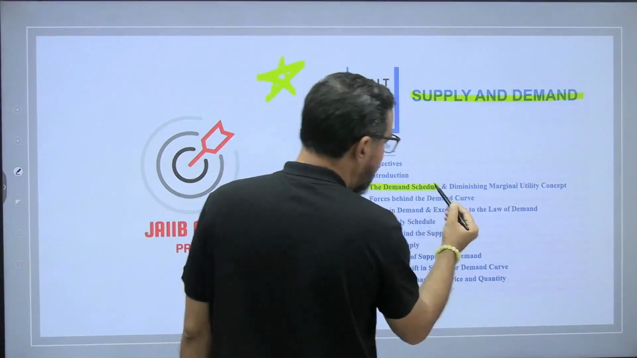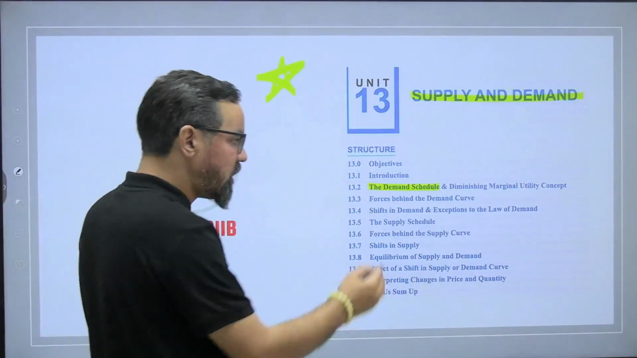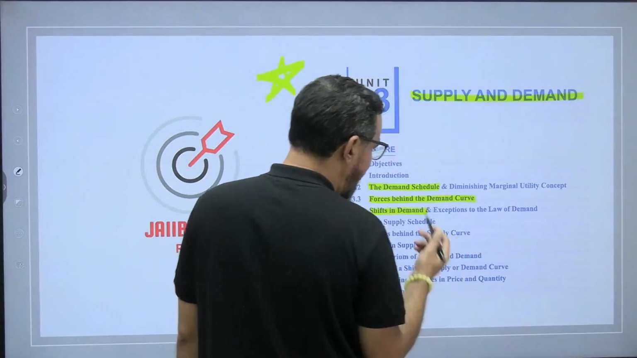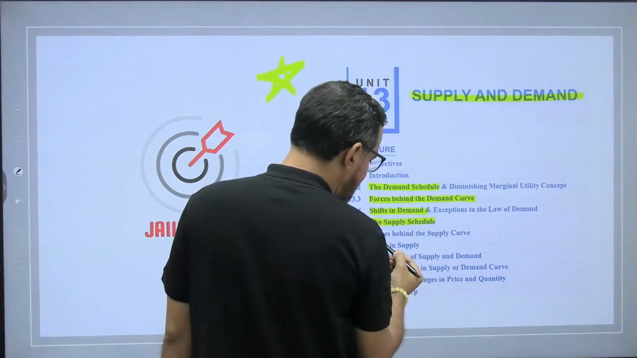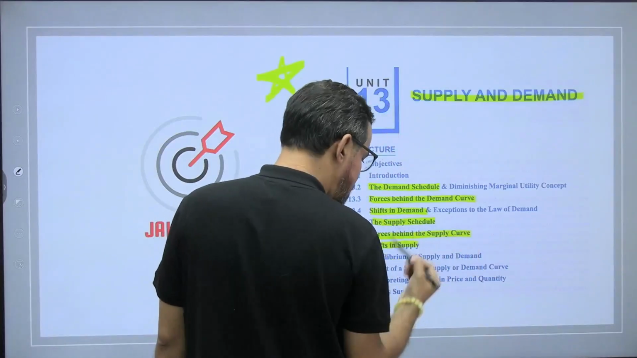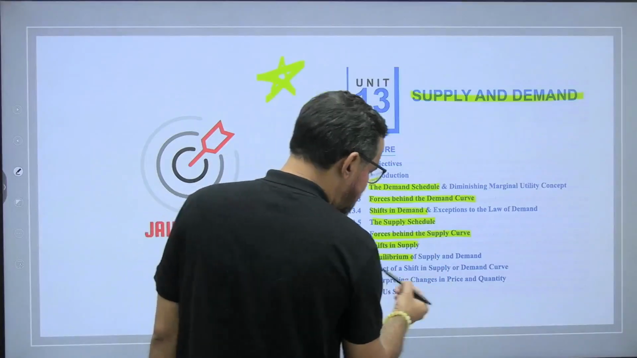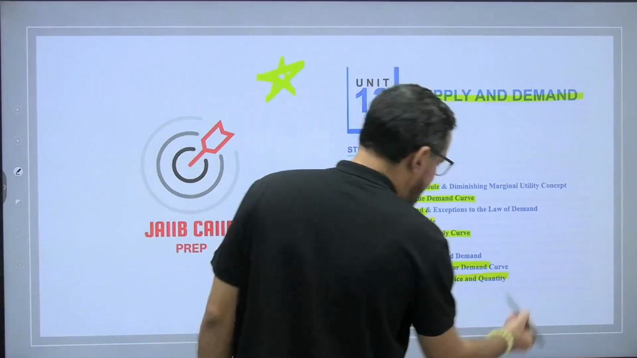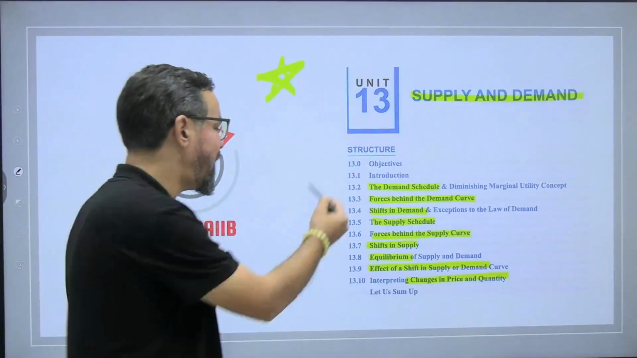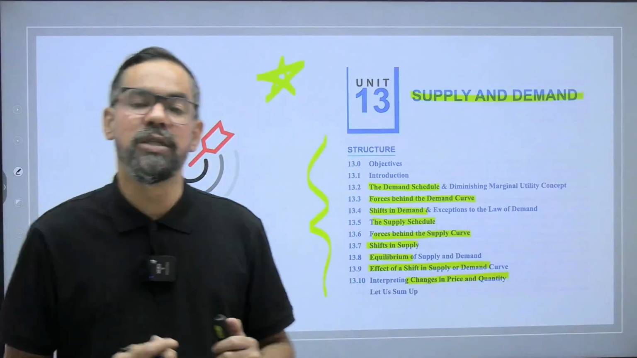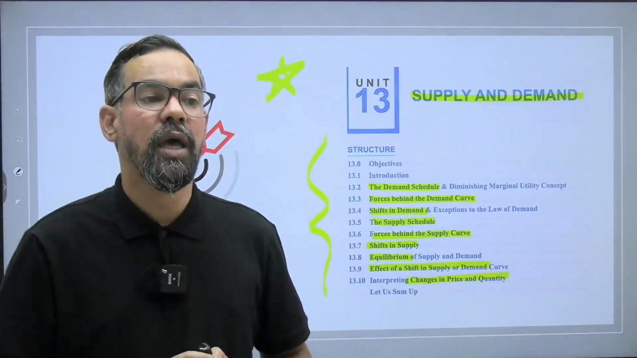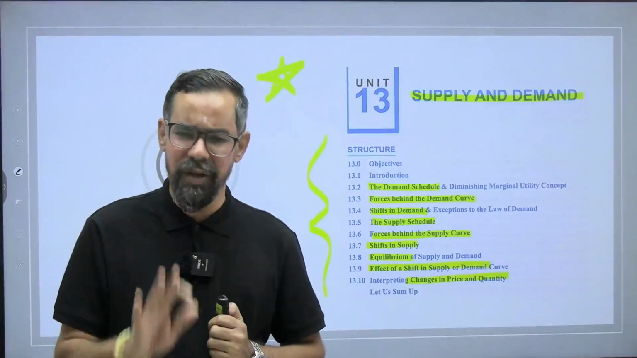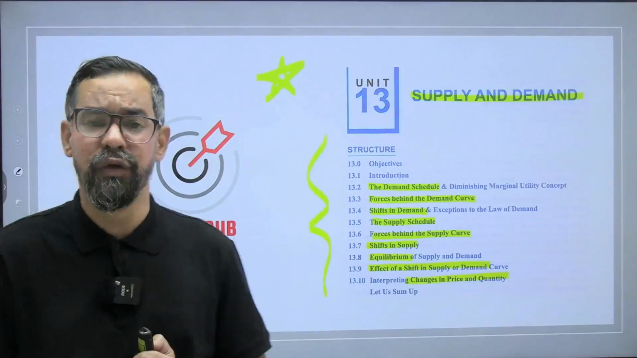The topics are the demand schedule, the demand curve, the diminishing marginal utility concept, forces behind the demand curve, shift in demand, the supply curve, forces behind the supply curve, shift in supply, equilibrium, then the effect of a shift in supply or demand curve, and changes in price and quantity, right? Every subtopic is important, and we are going to discuss all of them in detail to build our understanding. They are very important for your upcoming examination, and you have to be very careful around this unit.